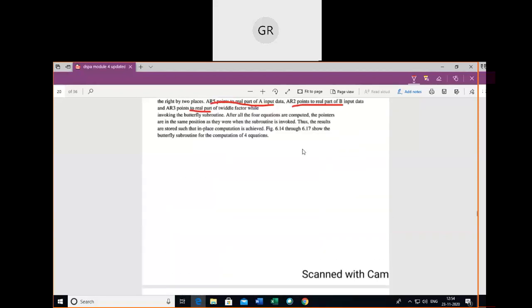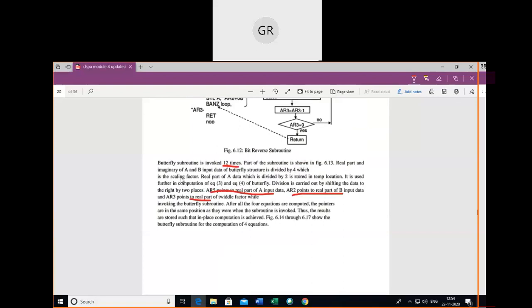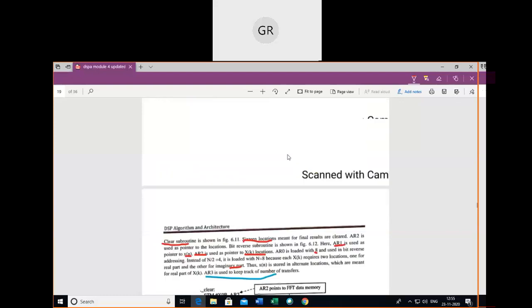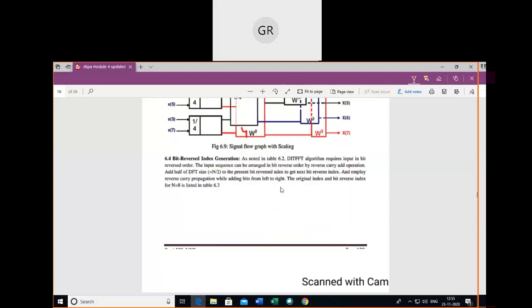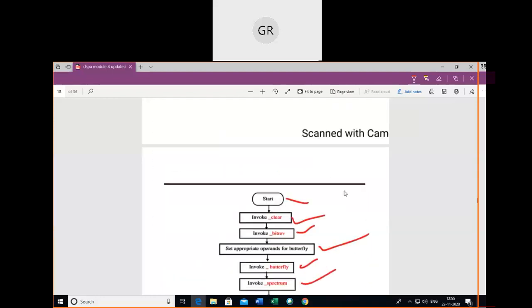Here, the real part and imaginary part of the A and B input data of the butterfly structure are divided by 4. Why is it divided by 4? What is meant by 1 divided by 4? That is scaling the inputs. To scale the inputs, we multiply each input by 0.25. Just remember, 1 divided by 4. We did that only.